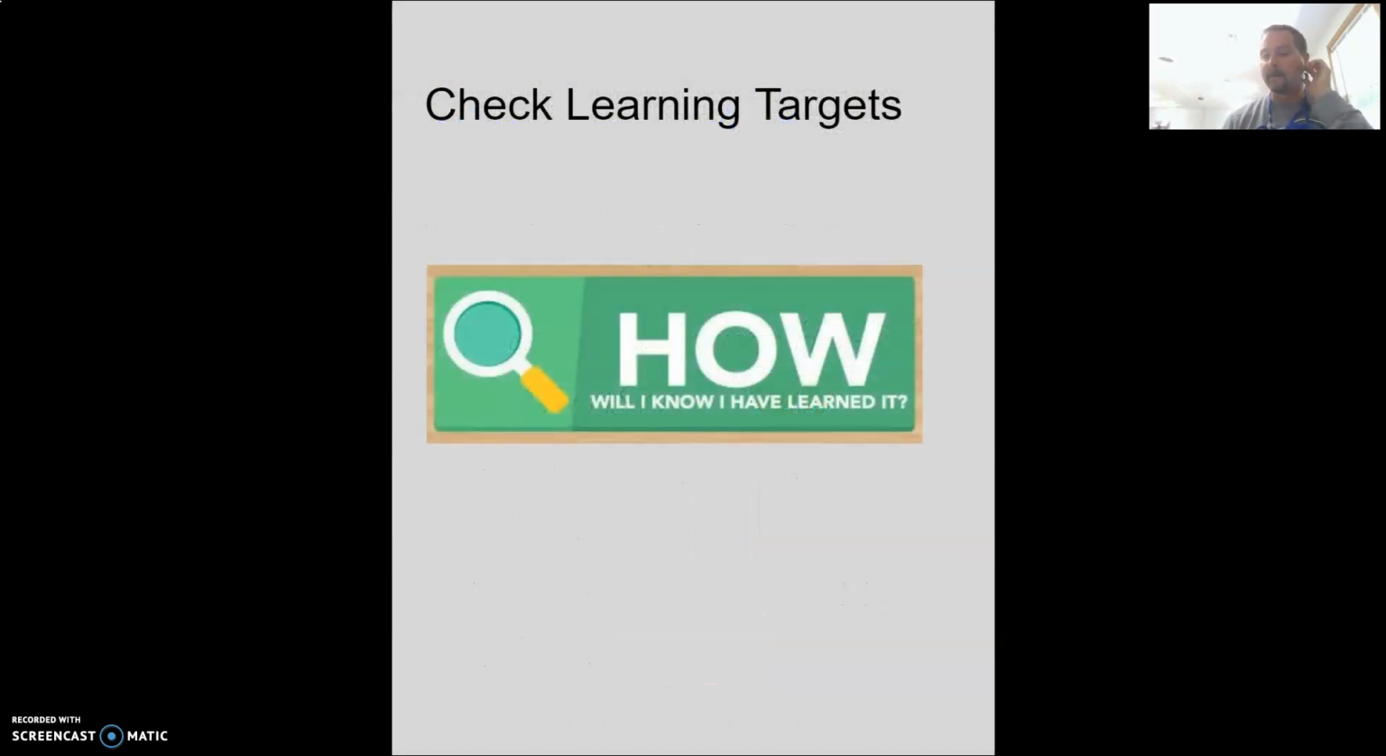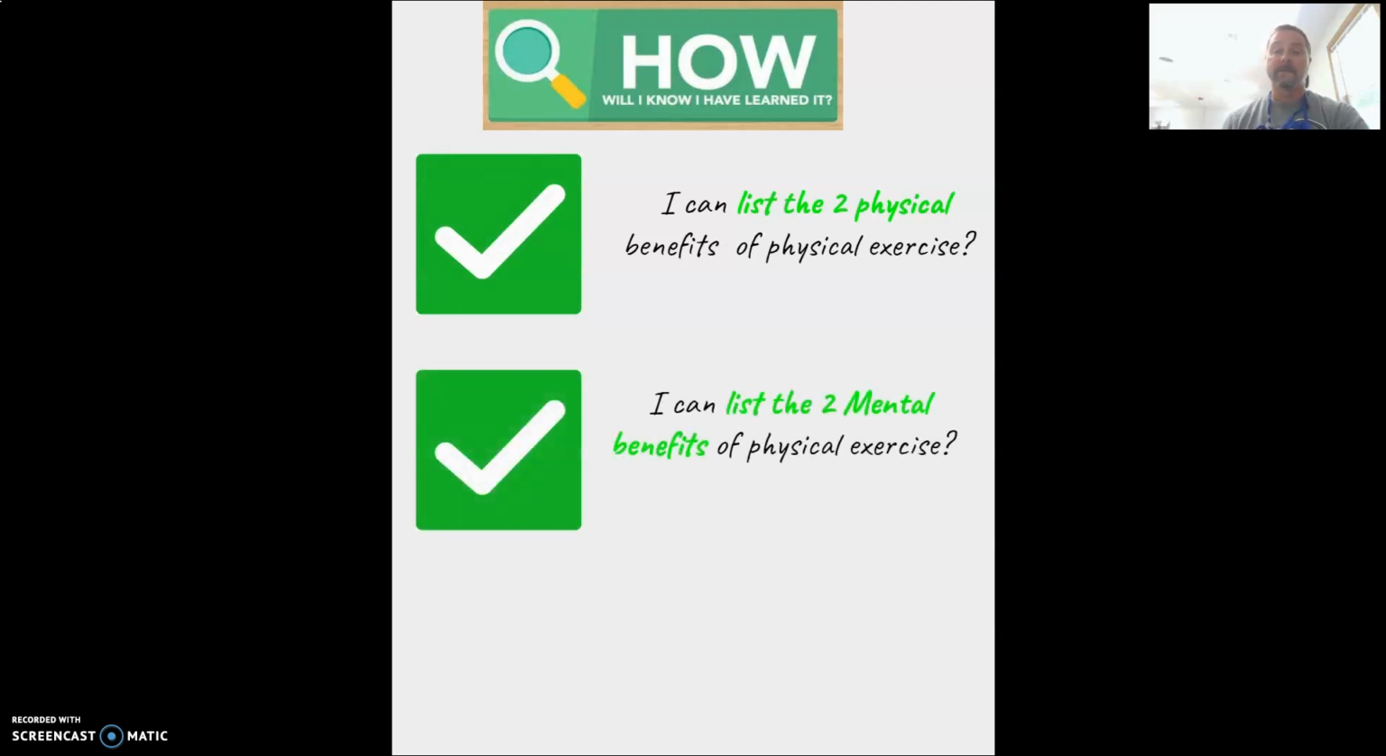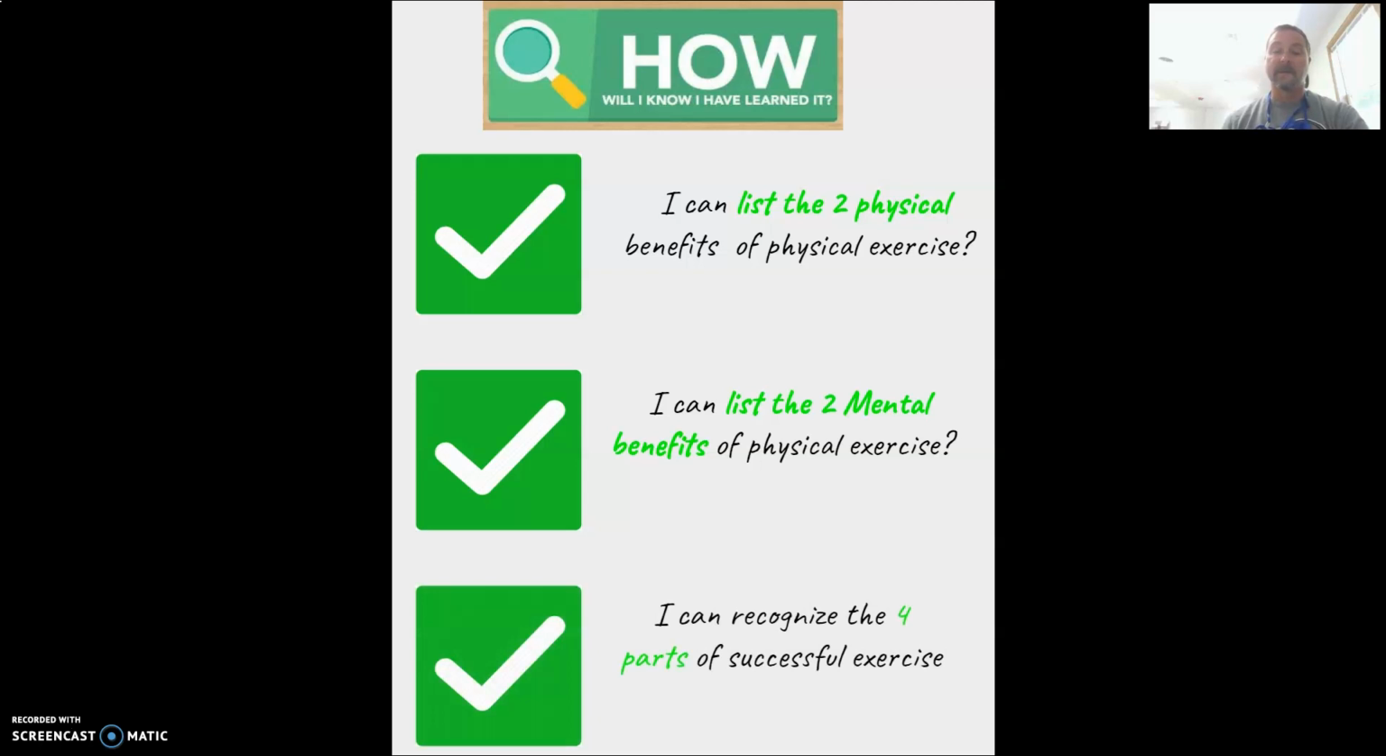tired. Okay. After you're done, you've got to be able to answer these 3 questions. How do we know? Well, I can list 2 physical benefits of physical exercise. I can list 2 mental benefits of physical exercise. And I can recognize the 4 parts of successful exercise, which we just talked about. These are your learning targets. So if you accomplish this, you have done what is asked.